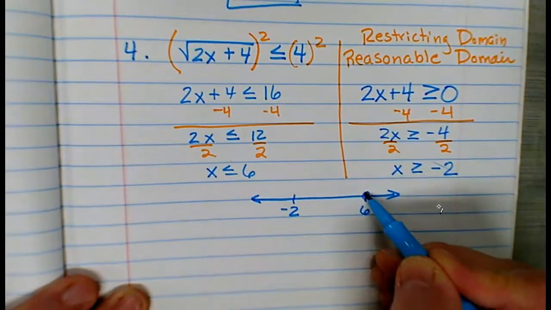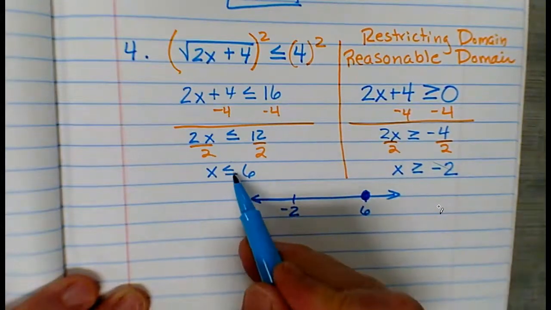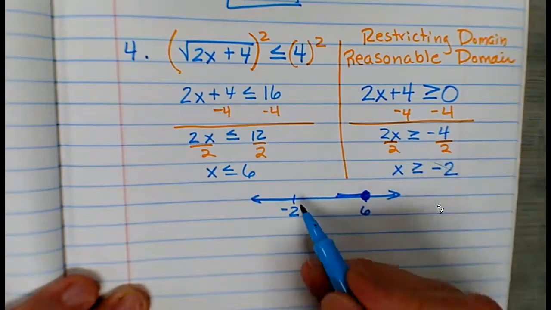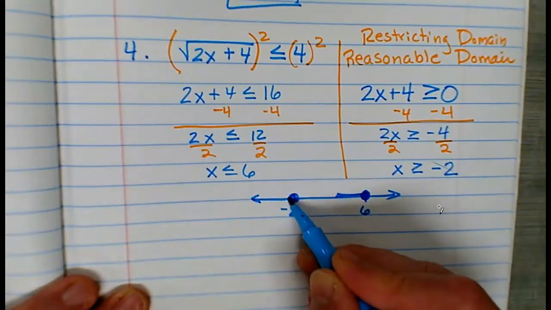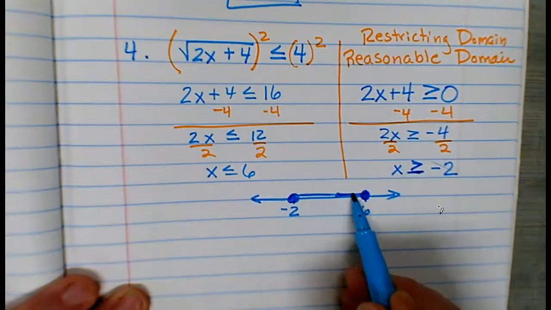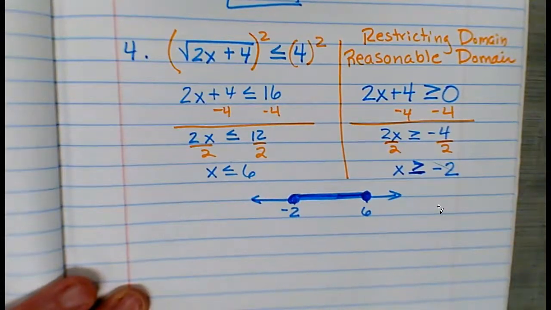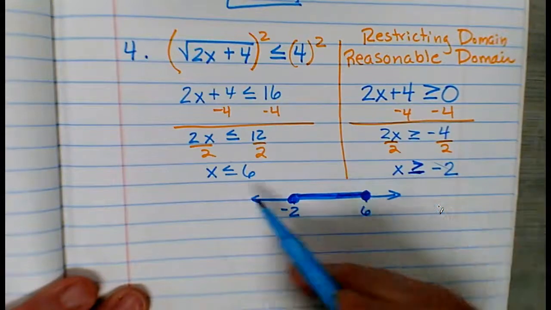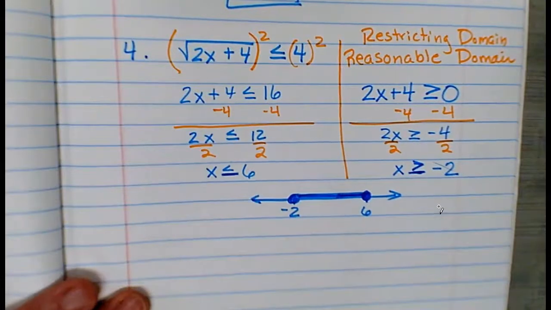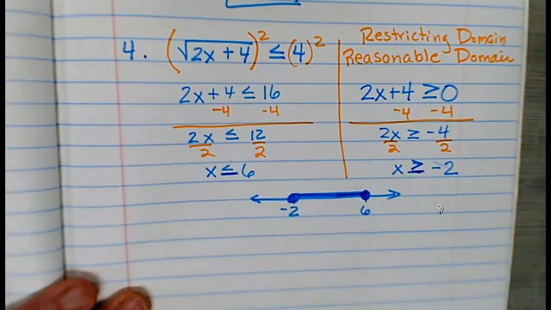Negative 6 is less than or equal to, that would make a closed-in dot. Less than goes to the left. This part at negative 2 is going to be a closed-in dot because of the or equal to, and this is going to go to the right. It doesn't matter whether it's positive or negative. The closed circle goes with the or equal to. And so the or equal to makes both of those a closed circle.